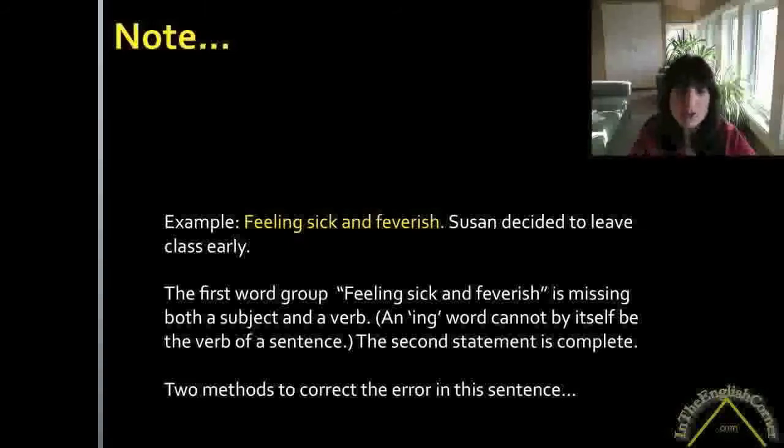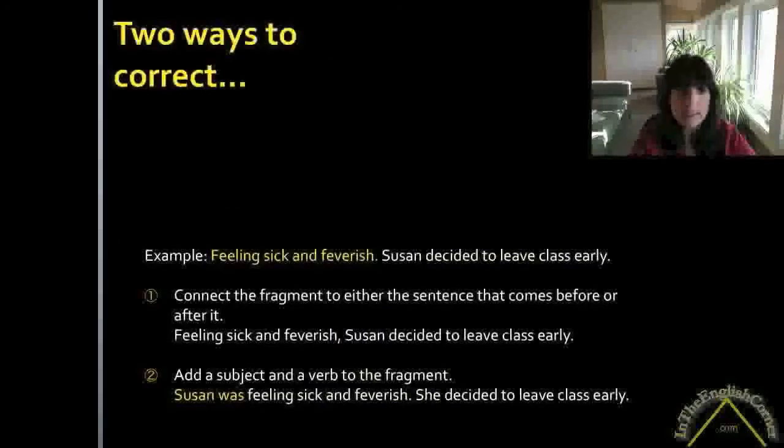There are two methods to correct the error in this sentence. First, you could connect the fragment to either the sentence that comes before or after it. In this case, I've corrected it saying, feeling sick and feverish, comma, Susan decided to leave class early. Or a second method is, add a subject and a verb to the fragment. Susan was feeling sick and feverish. She decided to leave class early. Susan is the subject, was is the verb, and now the sentence is complete.